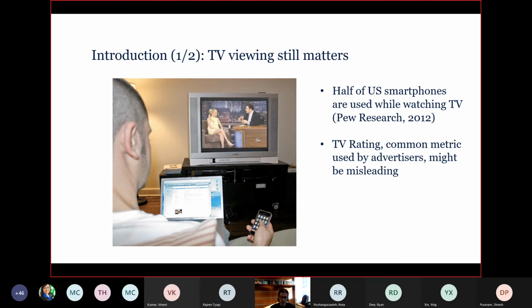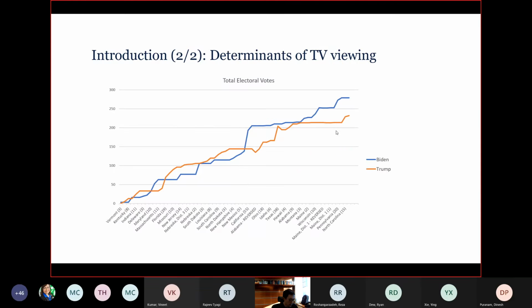Okay, so that's the gap we want to look at. We want to understand the difference between sitting in front of the TV and actually paying attention to the TV contents. And then, what are the key determinants? What are the driving forces when we are watching TV? There are many factors that affect our watching behavior, but this example shows the two key factors that we're going to focus on in this paper.